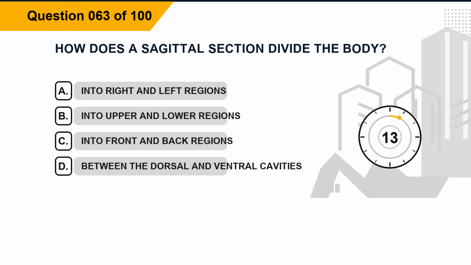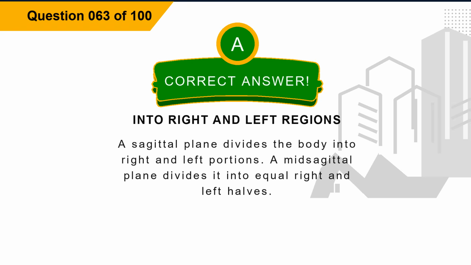Question 63. How does a sagittal section divide the body? Option A, into right and left regions. Option B, into upper and lower regions. Option C, into front and back regions. Option D, between the dorsal and ventral cavities. The correct answer is option A, into right and left regions. Explanation. A sagittal plane divides the body into right and left portions. A mid-sagittal plane divides it into equal right and left halves.